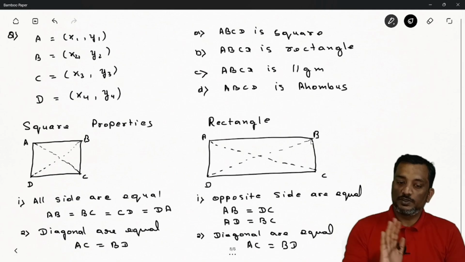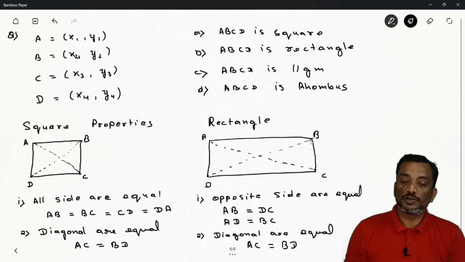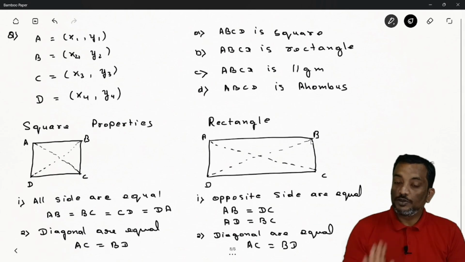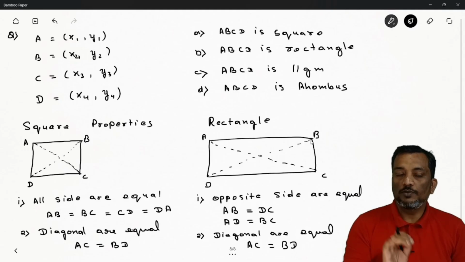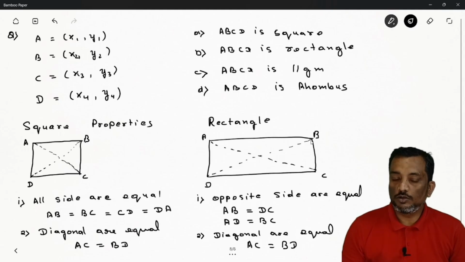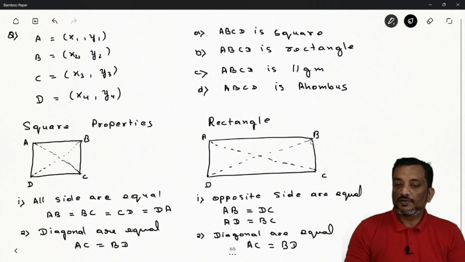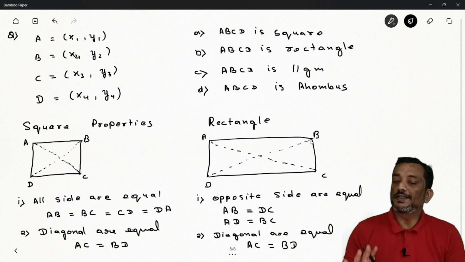A rhombus is similar to a square, but the second condition is not there, the diagonals are not equal in a rhombus. A parallelogram is similar to a rectangle. Again, the second condition is not possible in a parallelogram, so diagonals are not equal in the parallelogram. Hope you understand this way. So if you are given any four coordinates, you can easily prove it is a square, a rectangle, a parallelogram, or a rhombus.